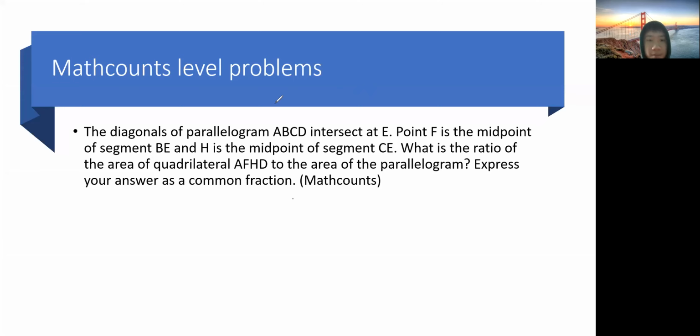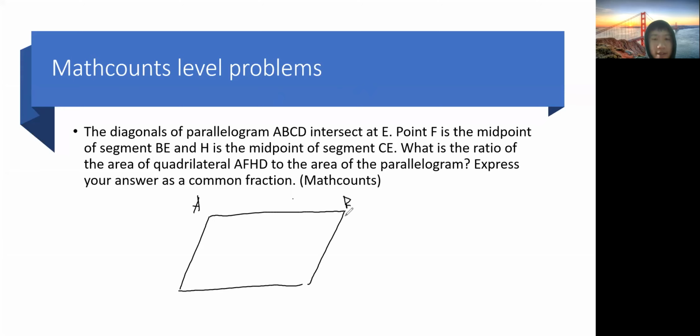All right, so for this problem, we got to draw a diagram, right? If you don't draw a diagram, I don't know how you're going to do this. We're going to have a parallelogram ABCD. The diagonals are going to intersect at E. Point F is the midpoint of BE. H is the midpoint of CE. What is the ratio of AFHD?